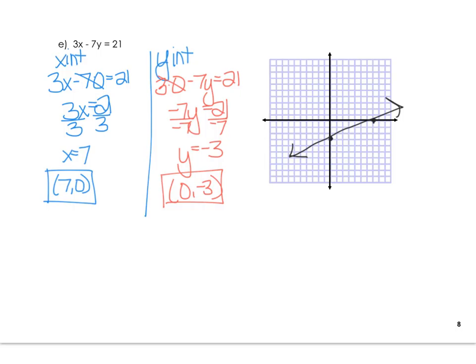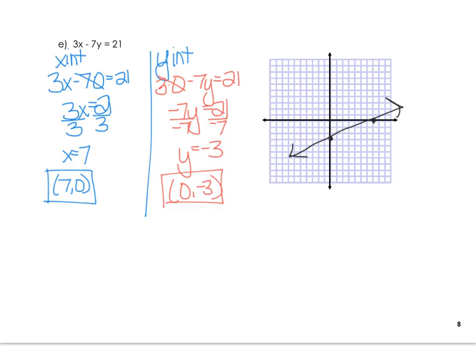So I did the x-intercept first. So again, I'm plugging in 0 for the letter that's not an x. Going through with our solving, and you end up with x equals 7. So our ordered pair is 7, 0. And you can see I have that graphed over here.